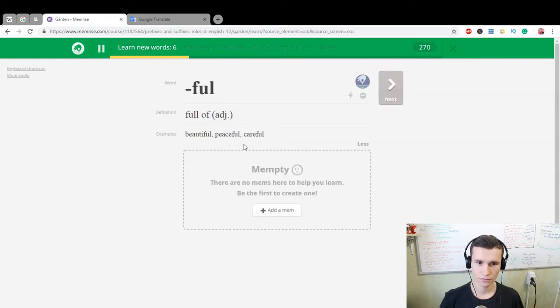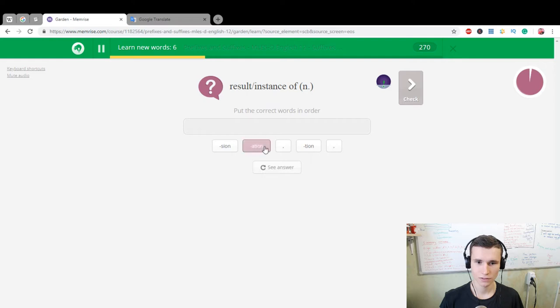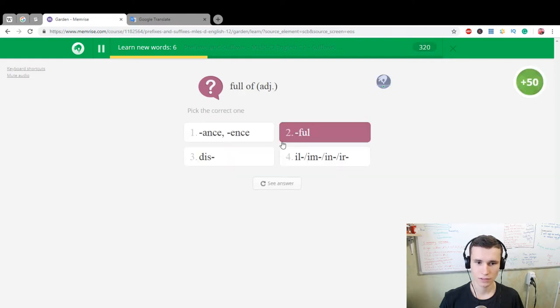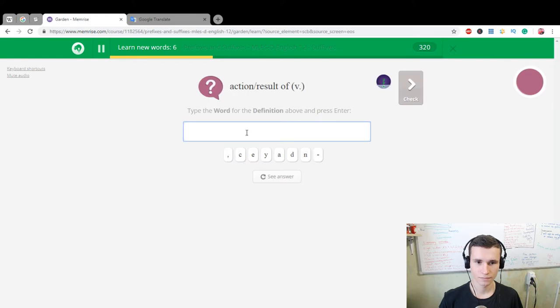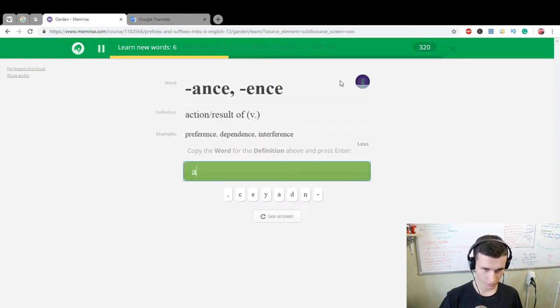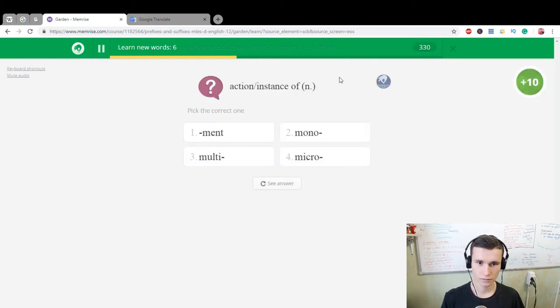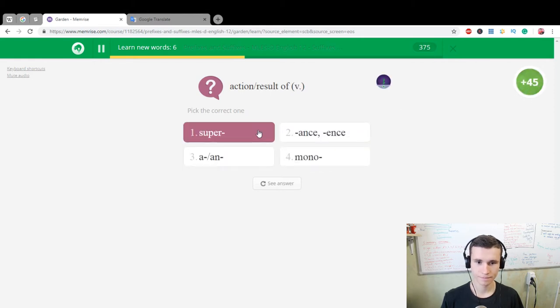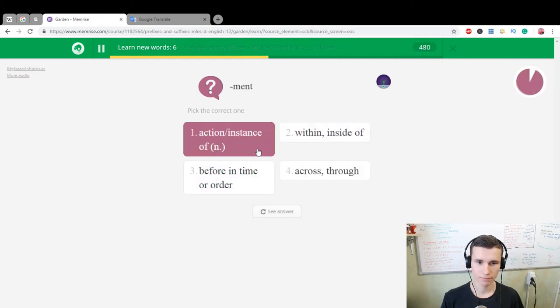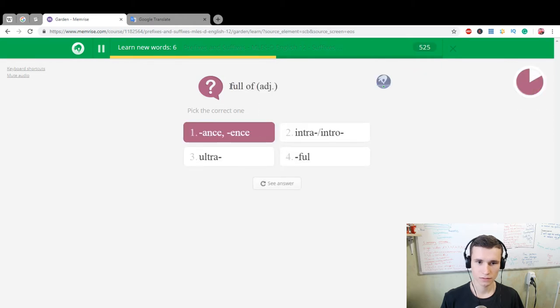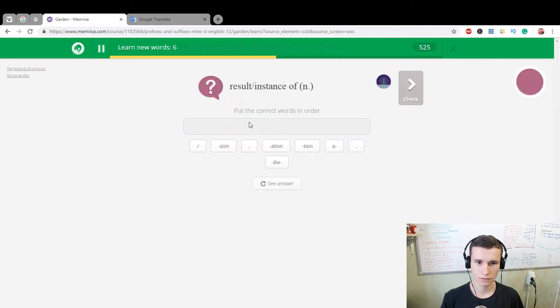Ful: full of. Beautiful, peaceful, careful. Ment: action, instance of. Action. Ance: answer. Full. Ence. Ment. Ance: answer. Able: capable. Ment. Full of. Result, instance of.